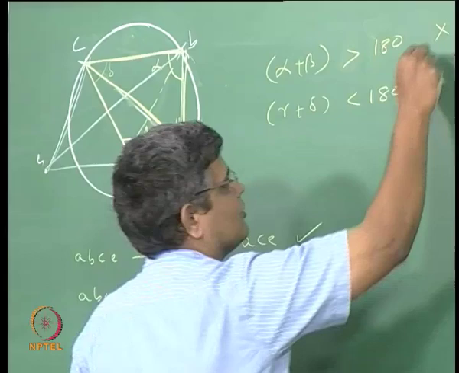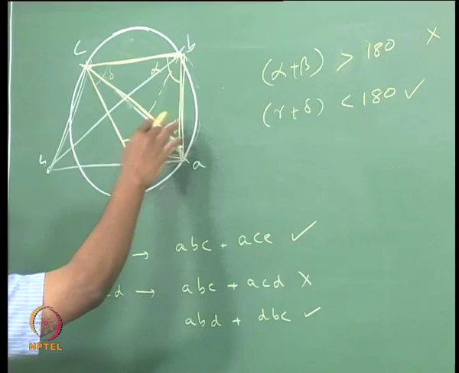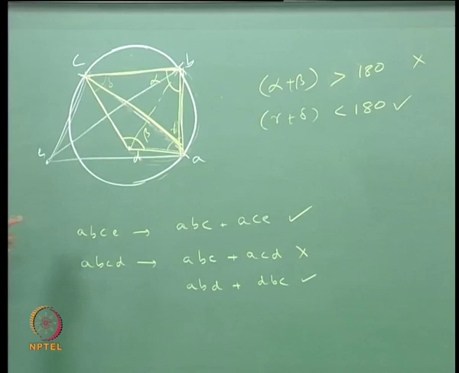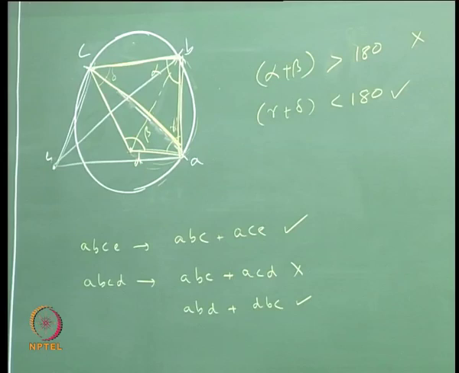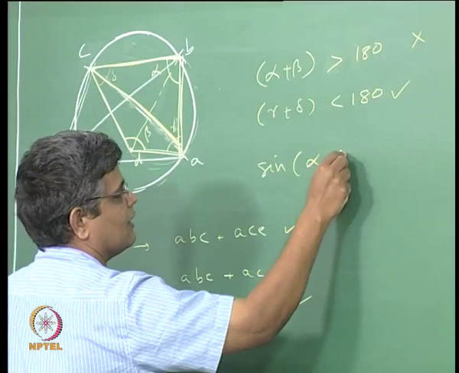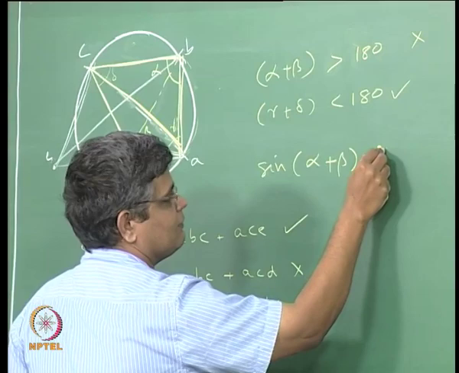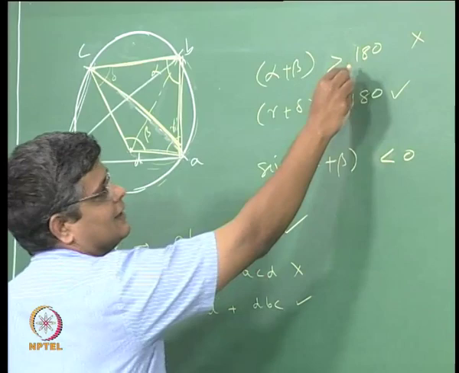So if we have an alpha plus beta which is greater than 180, then we should do the swapping of the diagonal from AC into BD. So this same thing can be put in the form that the sine of alpha plus beta, if it is less than 0, then you have to swap.